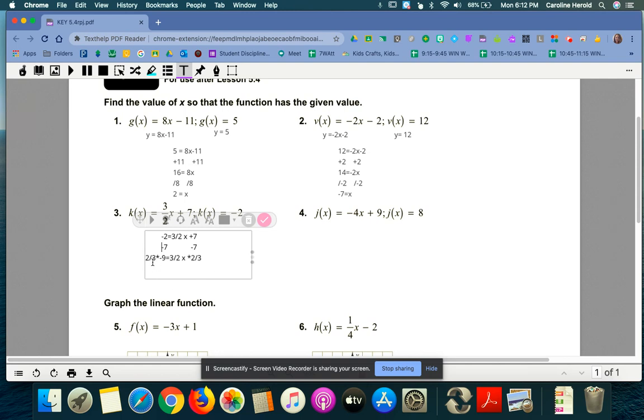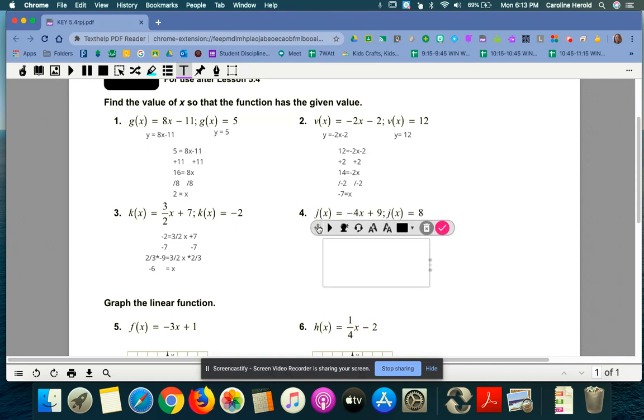Okay, so I'm going to multiply by 2/3 because it's the reciprocal of 3/2, and that will help me isolate x. Well, 2/3 of 9 is 6, and it's negative, so this is going to be negative 6. And on the other side, I get x. So x is equal to negative 6. Go ahead, press pause, try number 4.